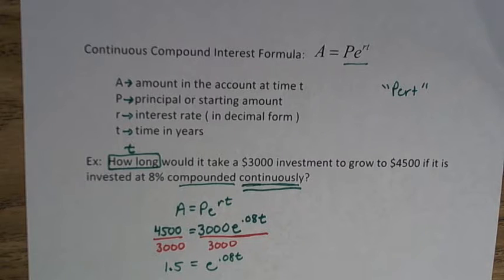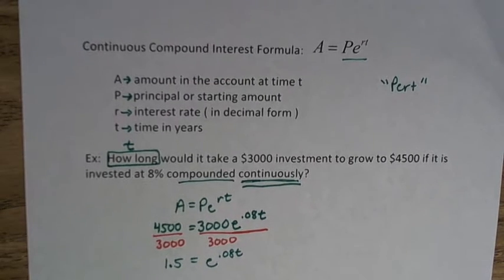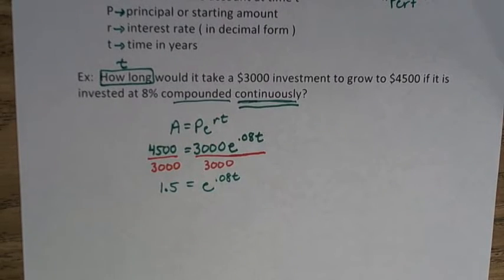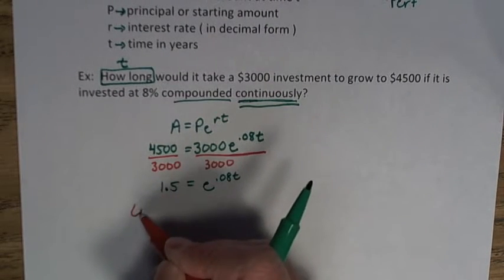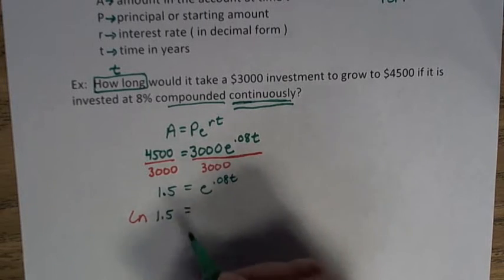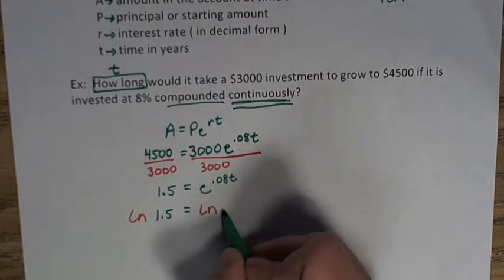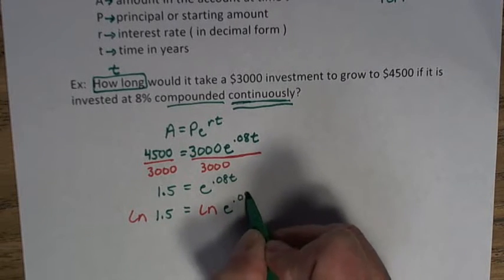And this is where it's going to get just a little bit different. Notice that I'm using the base e here. And so whenever I see the base e, instead of using the common log to solve, I'm going to choose to use the natural log here. So natural log of 1.5 is equal to the natural log of e to the 0.08t.